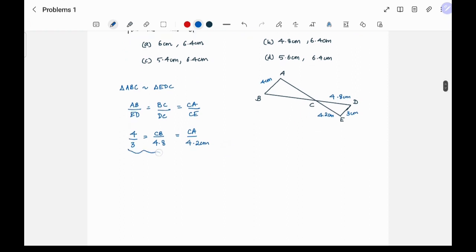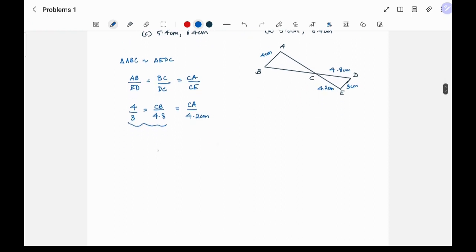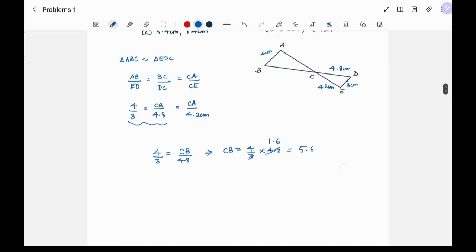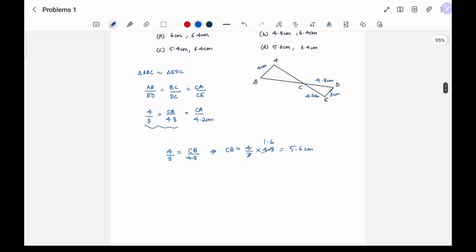So we can just take the first ratio to find CB. So 4 by 3 is equal to CB by 4.8. So CB is equal to 4 by 3 into 4.8. So this is 1.6 times 4, which will give you 40 plus 16, which is 56, 5.6. So CB is 5.6 centimeter.